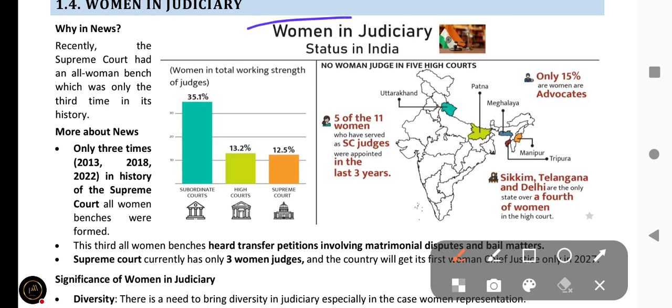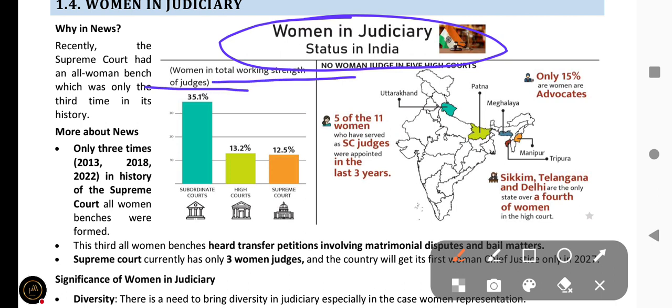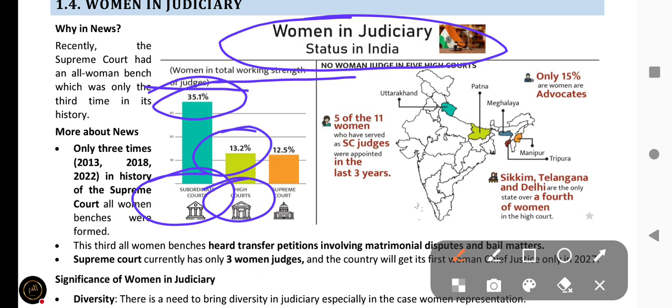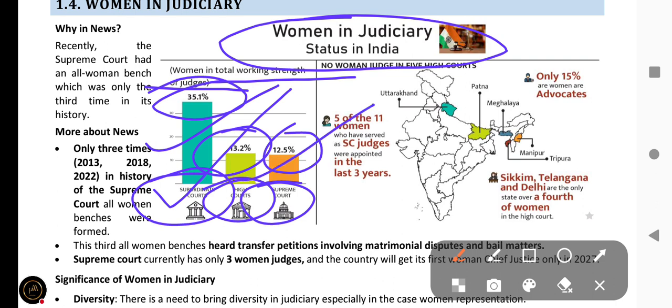And here is the status of women in the judiciary in India. Women in the total working strength of judges: at subordinate courts, women have 35.1%. You can remember. At High Courts, 13.2%. At the Supreme Court, 12.5%. So you can remember this: 35.1% in subordinate courts, 13.2% in High Courts, and 12.5% in the Supreme Court.